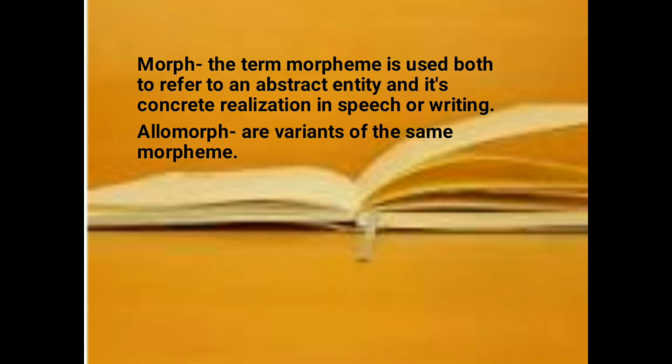The term morph. The term morpheme is used both to refer to an abstract entity and its concrete realization in speech or writing. The term morph is used to refer to the concrete entity, while the term morpheme is reserved for the abstract entity only. Allomorphs are variants of the same morpheme. Morphs corresponding to the same morpheme have the same function but different forms, unlike synonyms. They usually cannot be replaced one by the other.